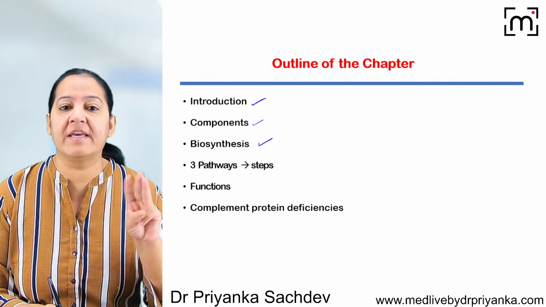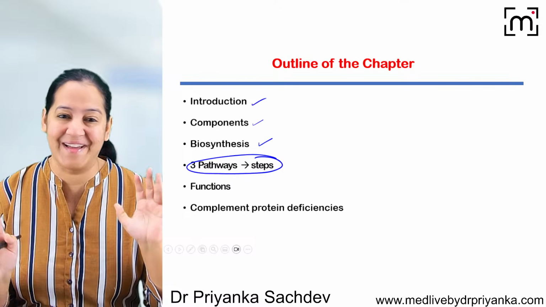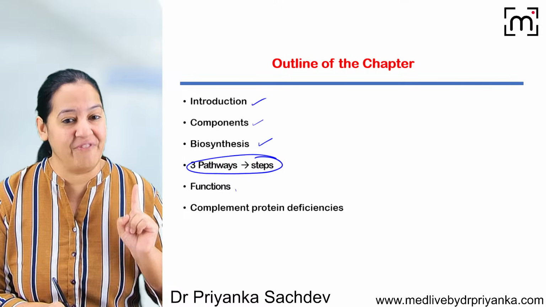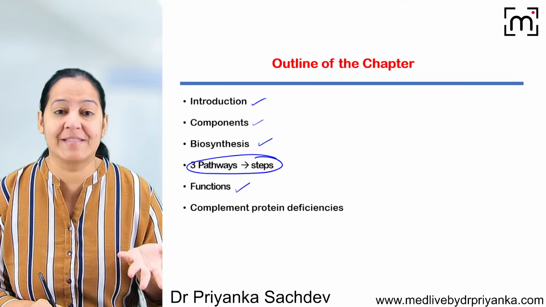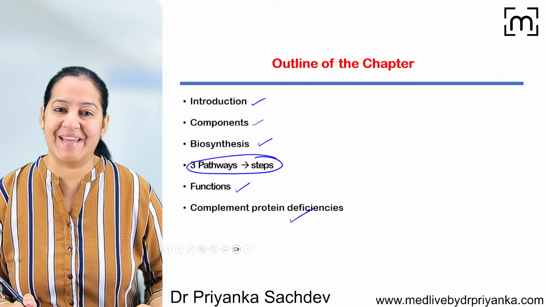The ultra important thing is the 3 pathways, which I am going to discuss with super simplicity. You can't imagine. In the end, we will see the functions of the system and the diseases due to deficiency of any of the components. So let's start without wasting any further time.